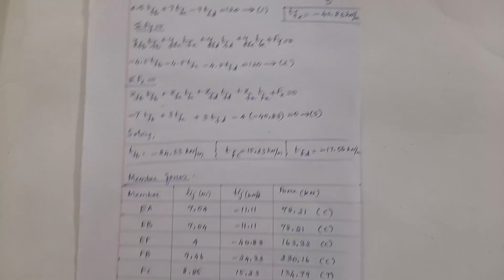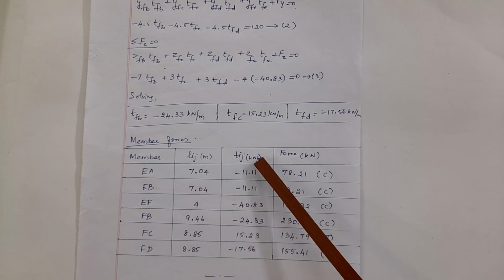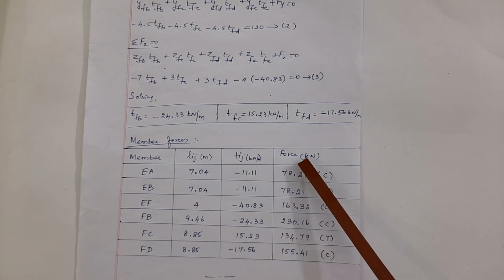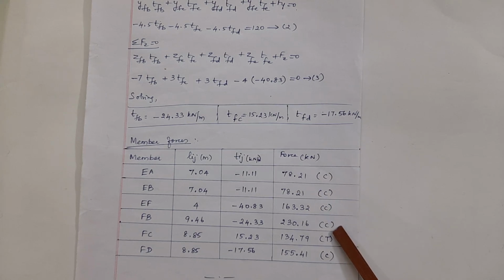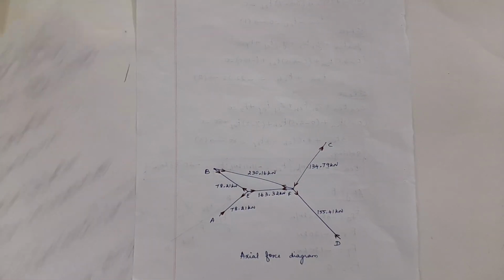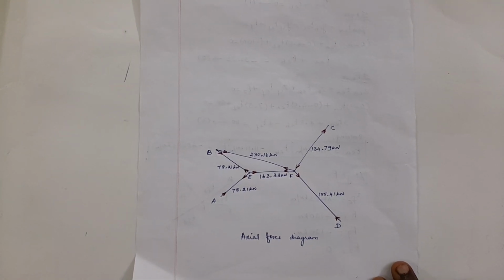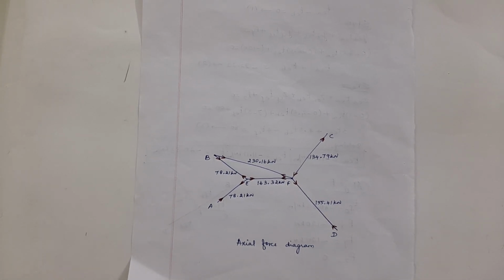So after determining the tension coefficient, we write the members, length of each member, tension coefficient of each member and the corresponding force by finding the product of length and tension coefficient. I have written C telling these forces are compressive in nature and T denotes tensile in nature. These numerical values are represented as an axial force diagram pictorially, showing the magnitude and direction of force in each member.